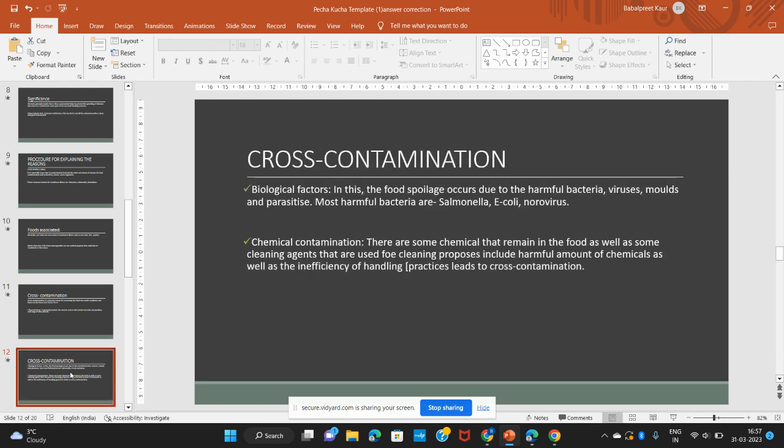The next is the biological factor. There are some bacteria, viruses, molds, and parasites that are responsible for food spoilage. The most harmful ones are Salmonella, norovirus, and E. coli. And the next one is chemical contamination. Chemical contamination generally occurs due to the cleaning agents that we use for sanitizing the floors or for cleaning the utensils or crockery.